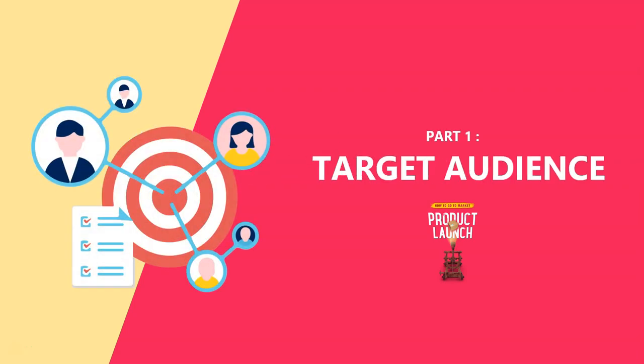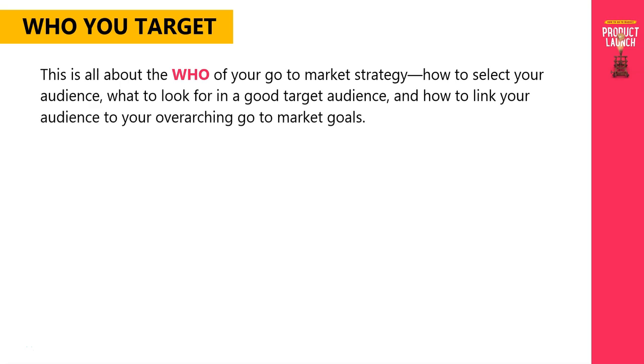Part 1. Target Audience. Who you target. This part of the book is all about the who of your go-to-market strategy, how to select your audience, what to look for in a good target audience, and how to link your audience to your overarching go-to-market goals.